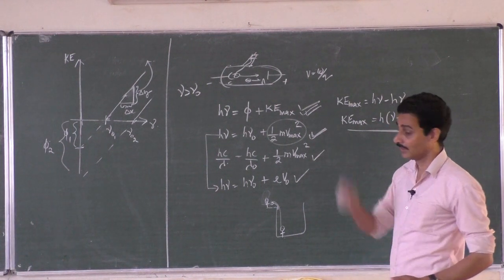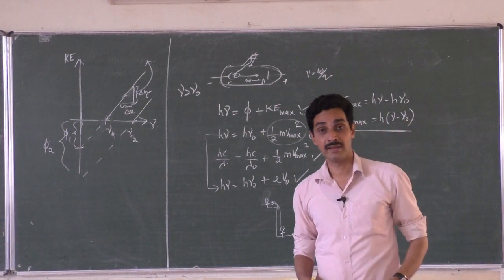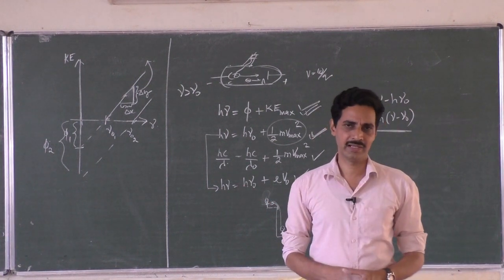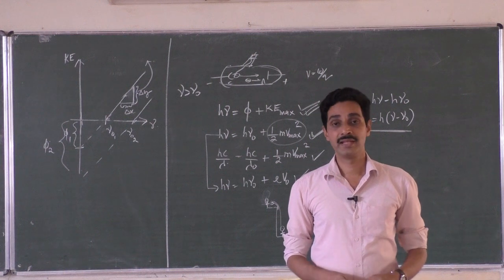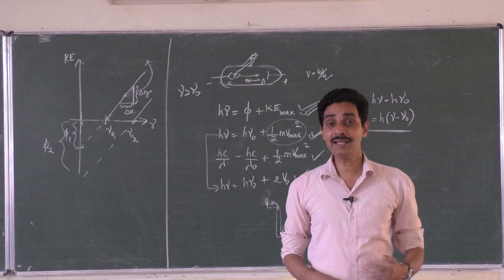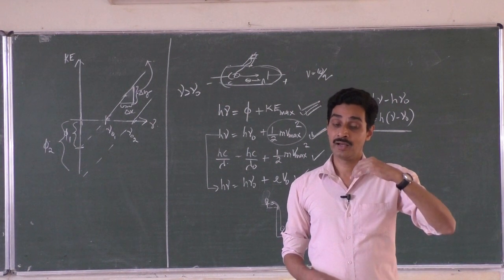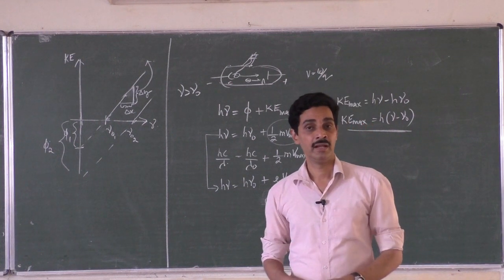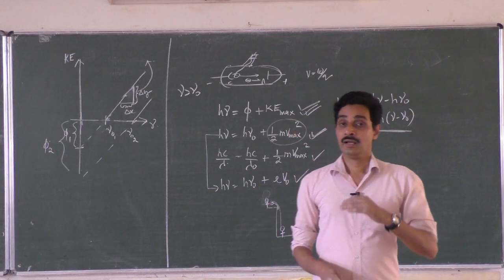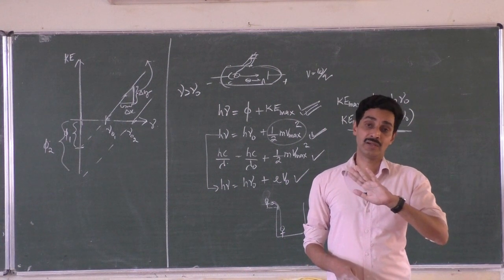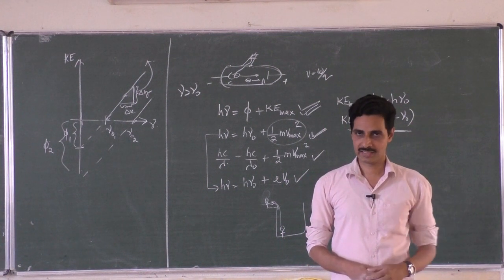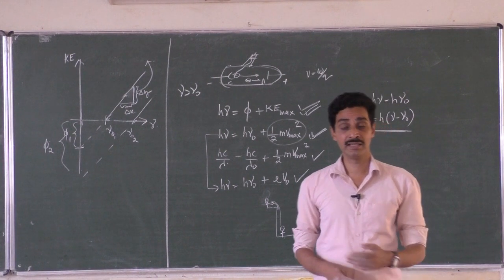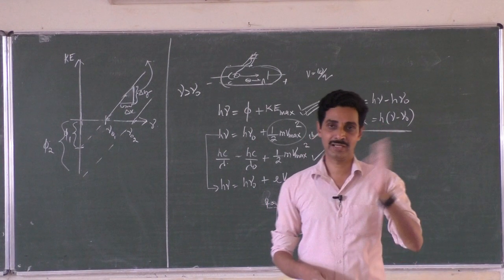Next. Hallwachs, Lenard and Hertz say, they together worked on it, but practical observations were done by Hallwachs and Lenard. Now, they say that incident intensity of light controls the photoelectric current, and photoelectric current doesn't depend on the frequency of incident light, right? Frequency of incident light is not controlling photoelectric current.